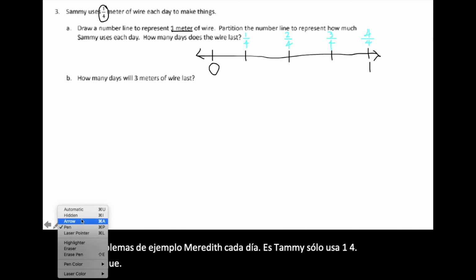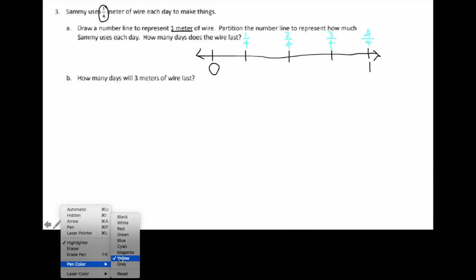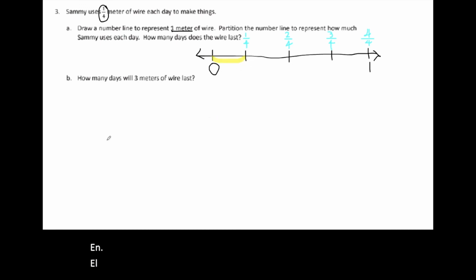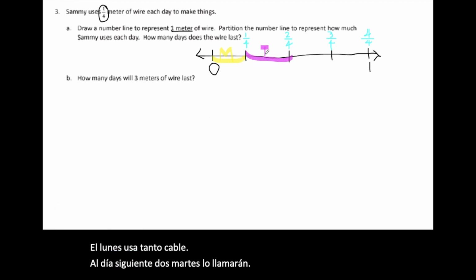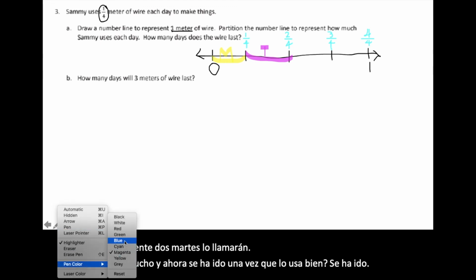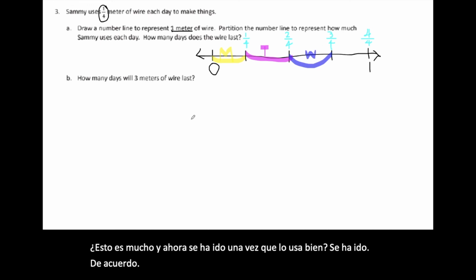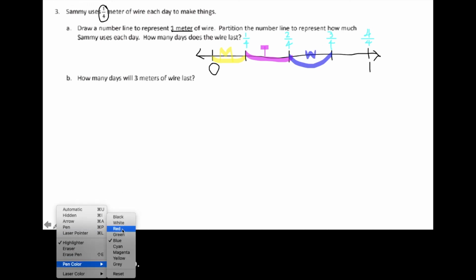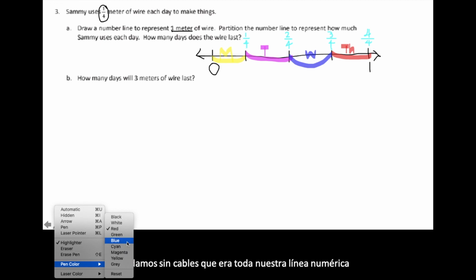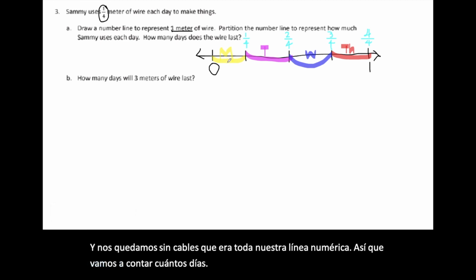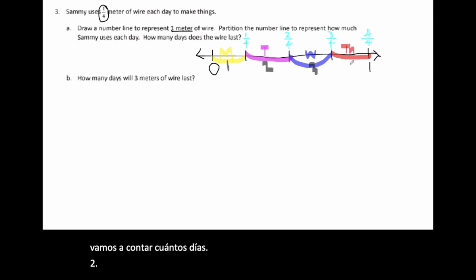So on Monday, he uses this much wire. On the next day, day 2, Tuesday, we'll call it, he uses this much, and now it's gone. Once he uses it, it's gone. Okay, Wednesday, okay, Thursday. Oh, and we're out of wire. That was our whole number line. So let's count how many days the wire lasted. 1, 2, 3, 4. How many days does the wire last?